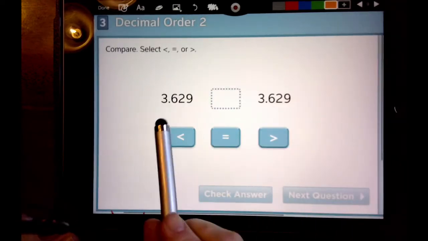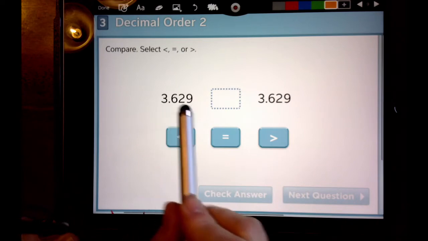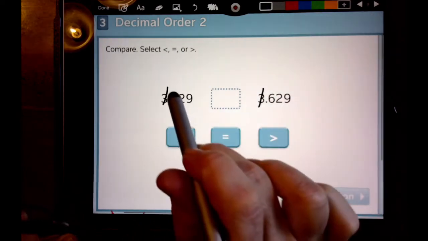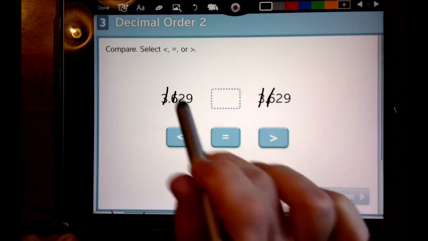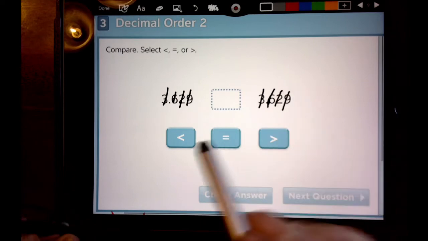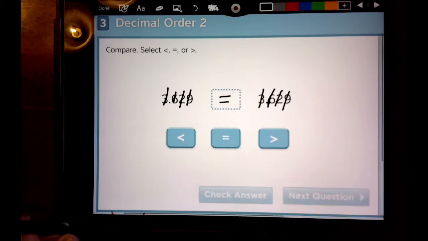Taking a look at the next one, I see that they both have a 3 in the whole number. They both have a 6 in the tenths place, 2 in the hundredths place, and a 9 in the thousandths place. So we would call that equal to one another.